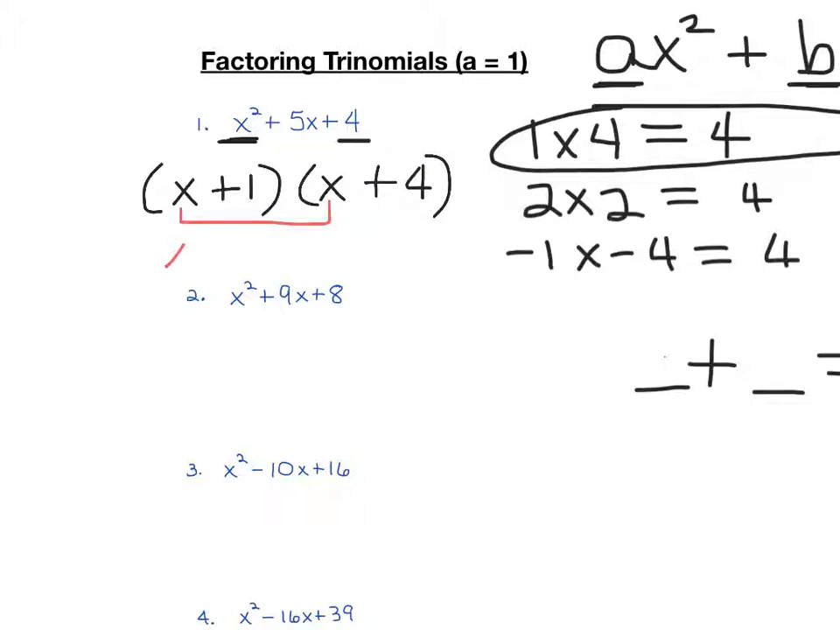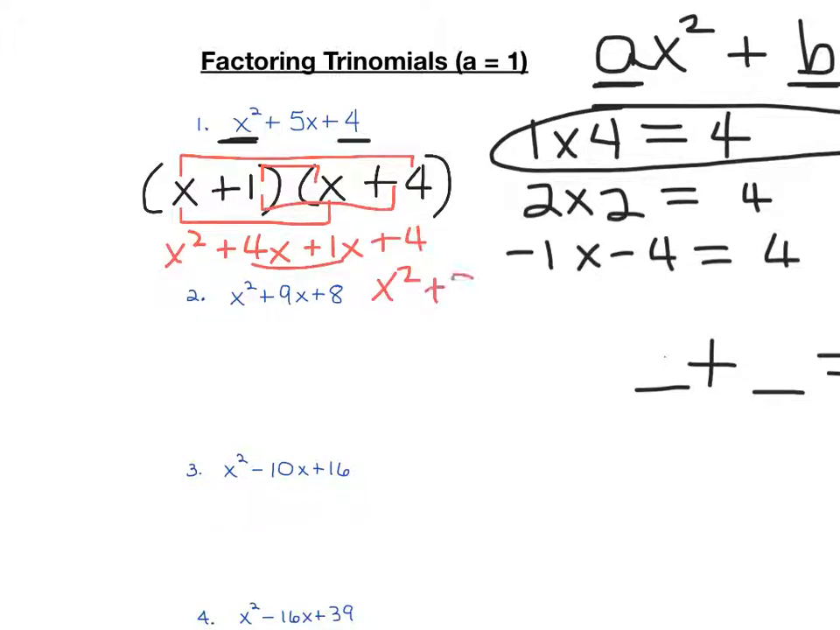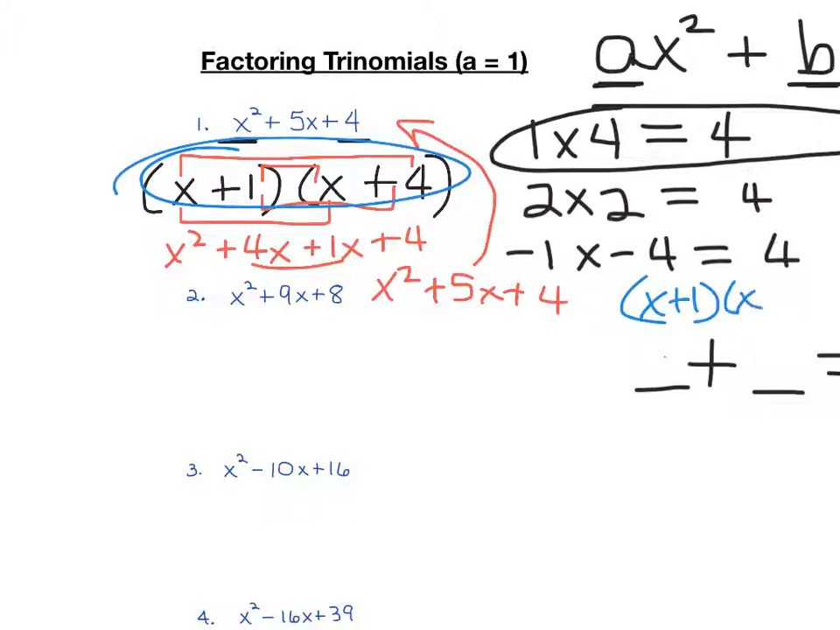X times x is x squared. Outside, 4x, inside 1x, and last +4. Group the middles, and it does indeed go back to what I started with. So the 2 binomials that I thought were my answer, the x plus 1 and the x plus 4, that is the correct answer.